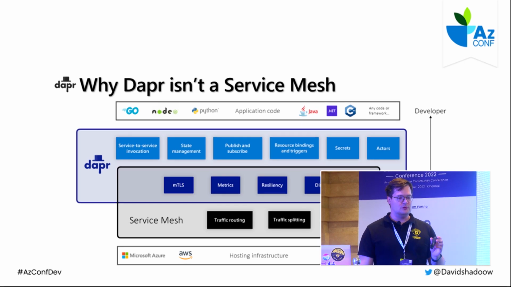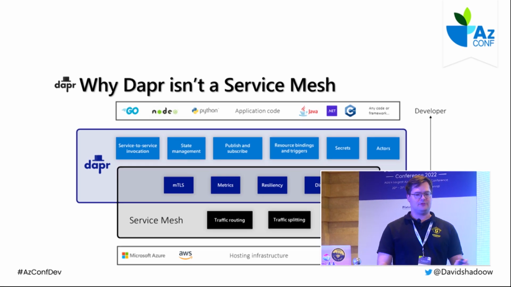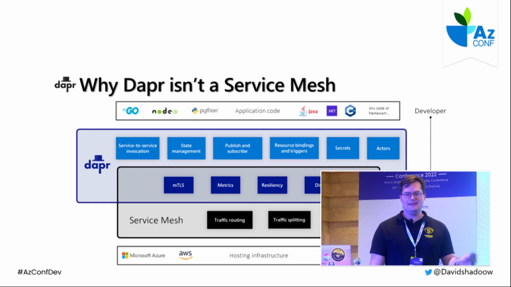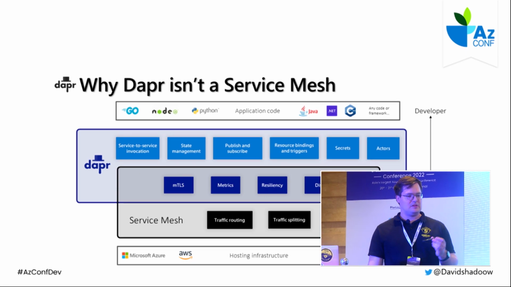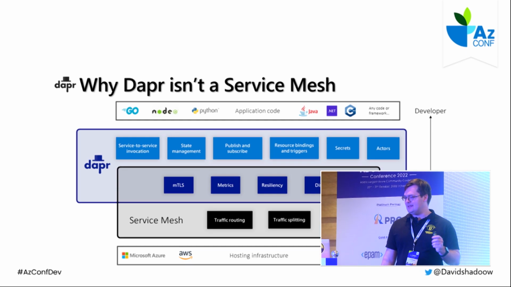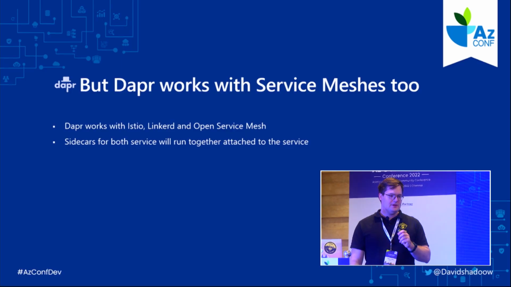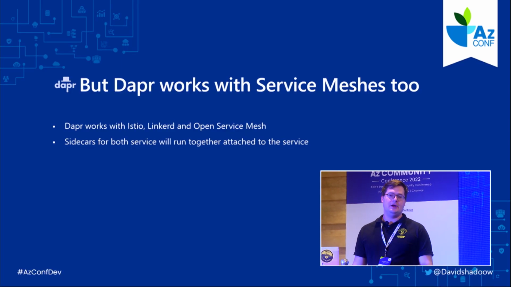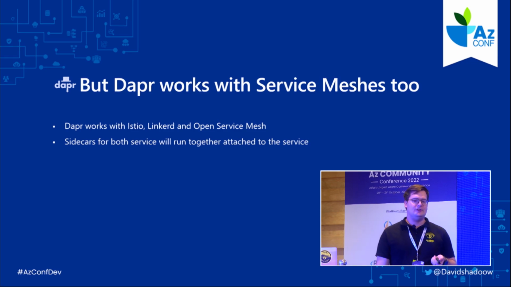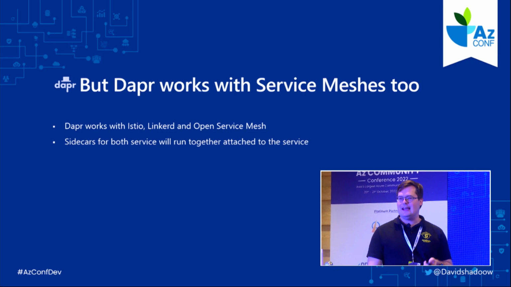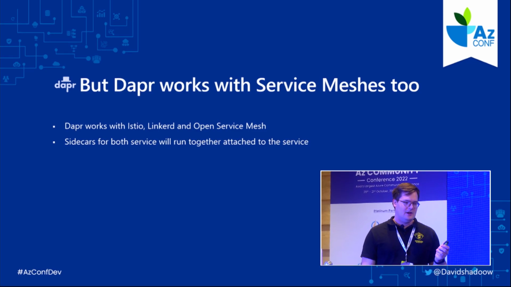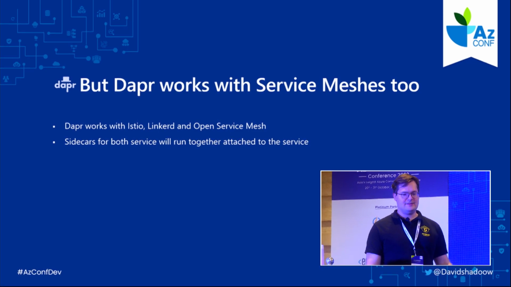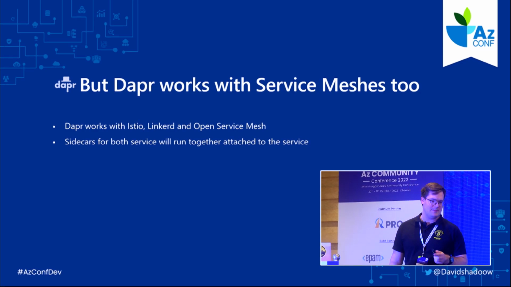It does not do traffic splitting to different pods or different containers. It will not reroute your traffic to a new container if one container dies. So it doesn't do that. So if you need that, you're still going to need a service mesh. But the good thing is, you can use DAPR together with most of the popular service mesh frameworks. So it works with Istio, with Linkerd, with Open Service Mesh.